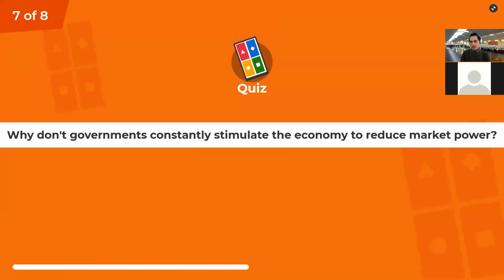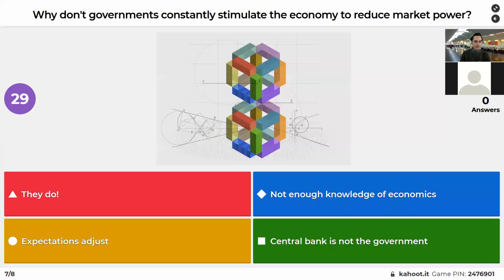Why don't governments constantly stimulate the economy to reduce market power in the real world? They do. Not enough knowledge of economics. Expectations adjust, or the central bank is not the government.